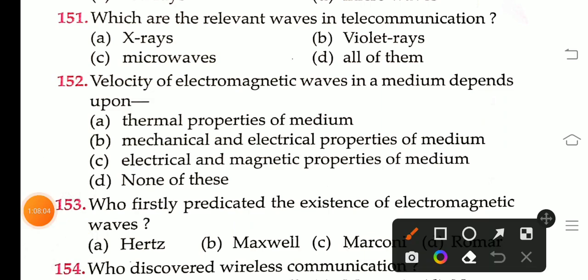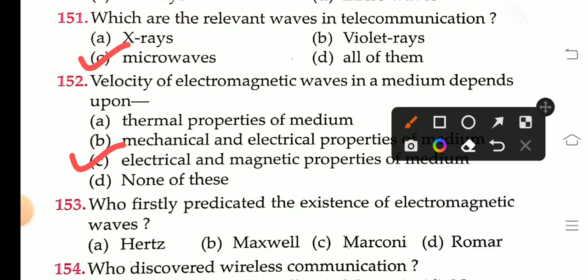Next, which are the relevant waves in telecommunication? Right answer option C, microwaves. Next, velocity of electromagnetic waves in a medium depends upon right answer will be option C, electrical and magnetic properties of medium. Next, who firstly predicted the existence of electromagnetic waves? Right answer will be option B, Maxwell.